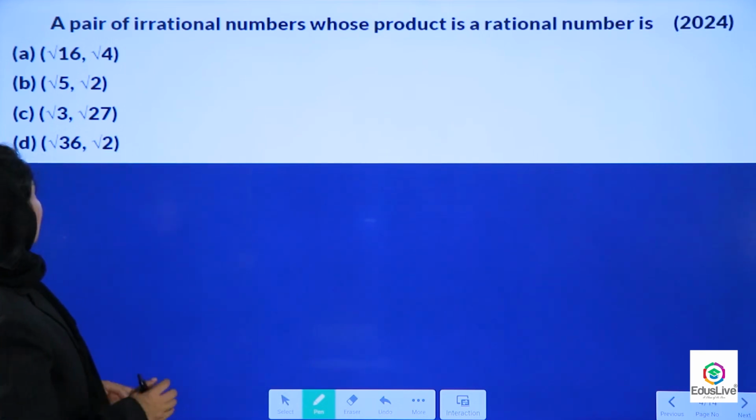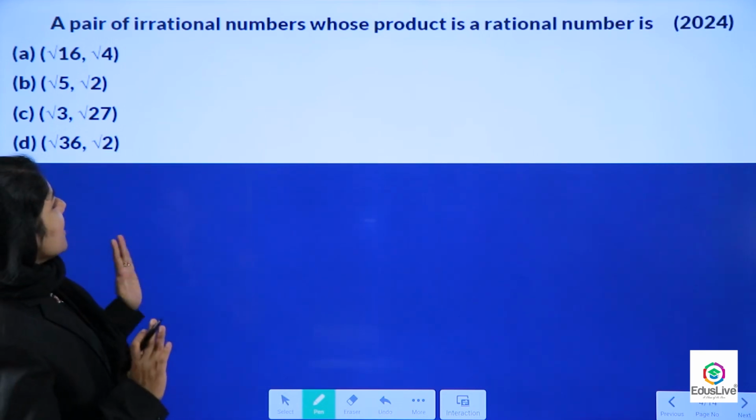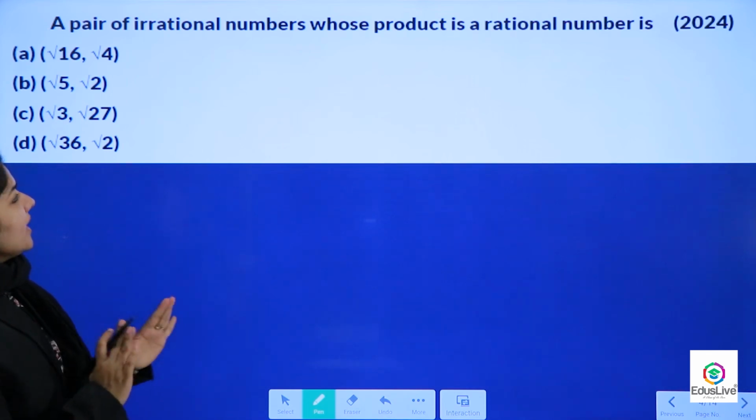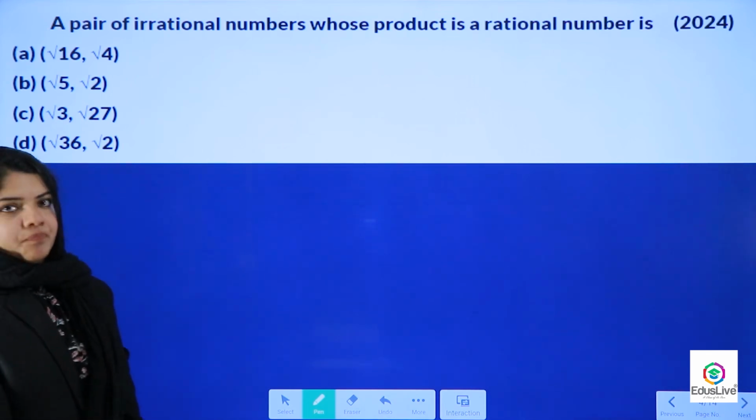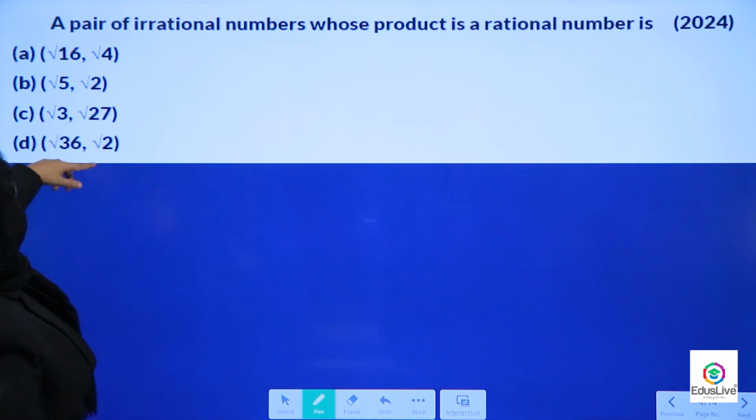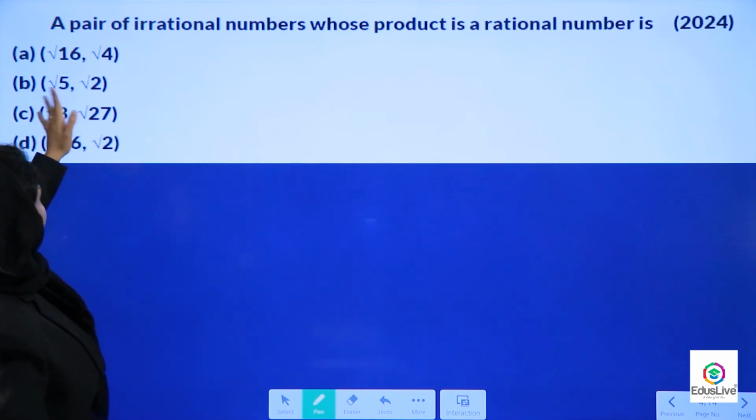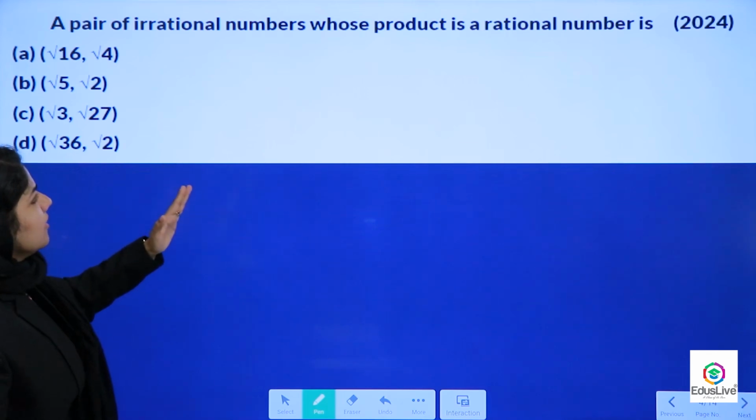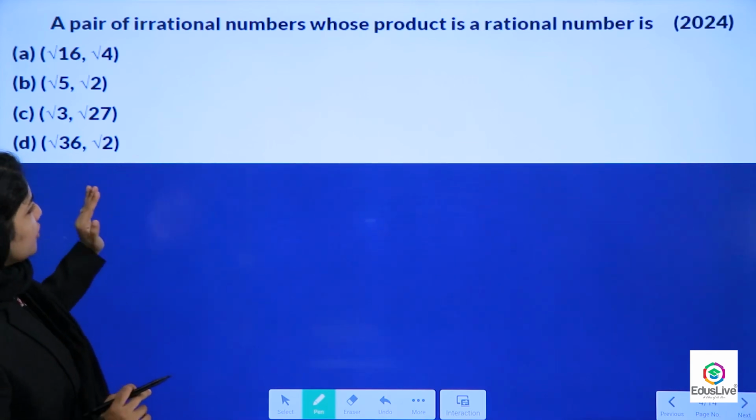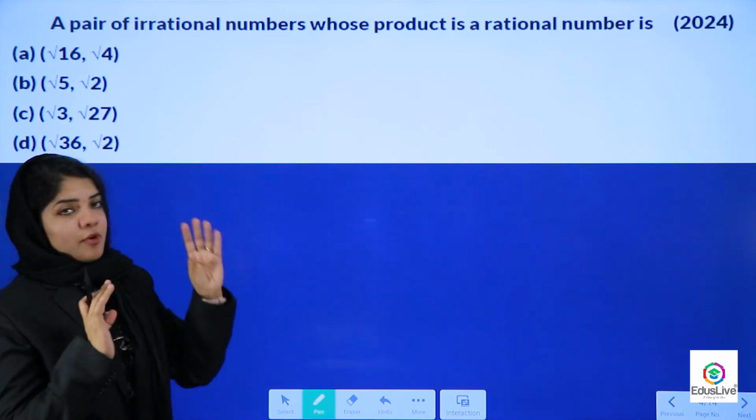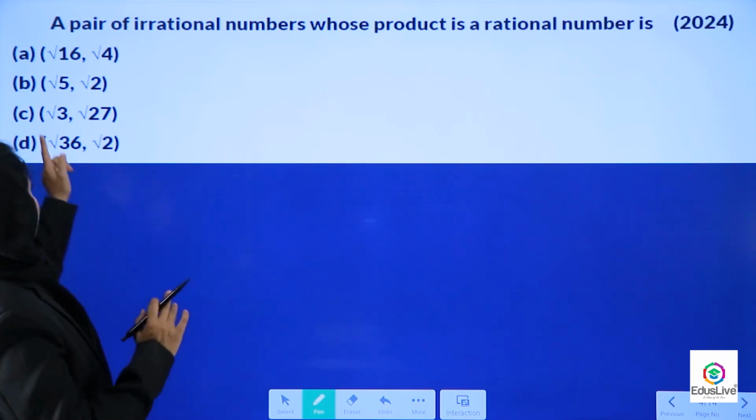Next question. A pair of irrational numbers whose product is a rational number. So in the options, a pair of irrational numbers are given. We have to find which option, when we take the product, gives you a rational number. Okay, take the first case.